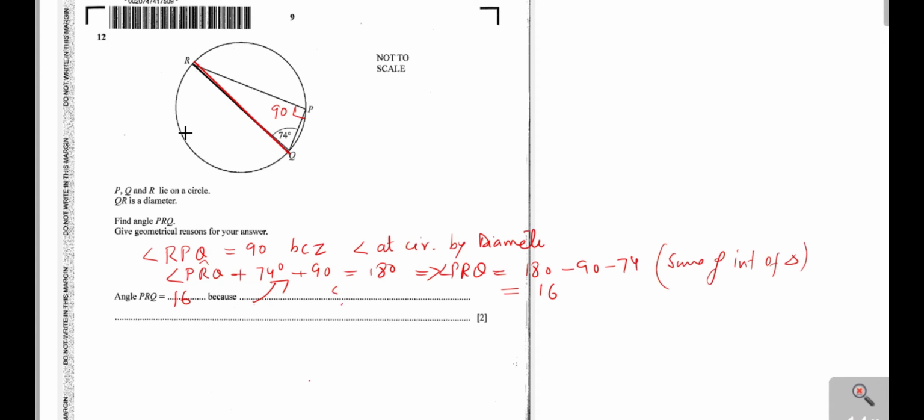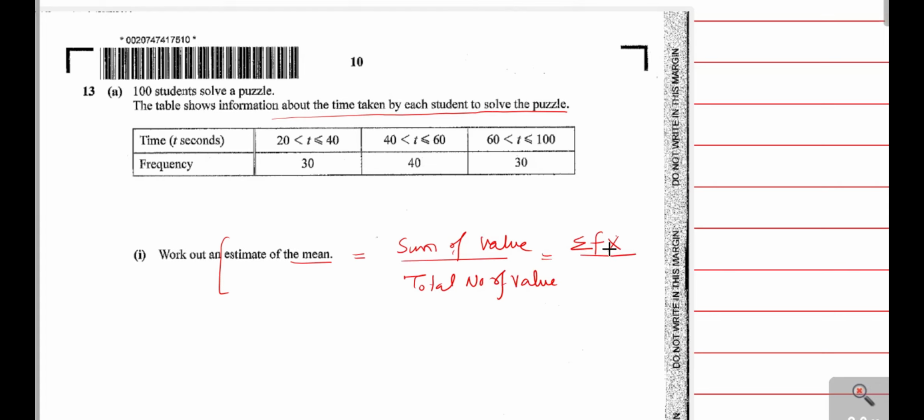Next question, question number 13. Question 13, part A, 100 students solve a puzzle. The table shows information about the time taken to solve the puzzle. Work out an estimate of the mean. The estimated mean formula is sum of values divided by total number of values. Sum of values we can calculate. We write summation fx. This is the sum of values. And total number of values is total frequency. We write summation f. Here this x is the class mark.